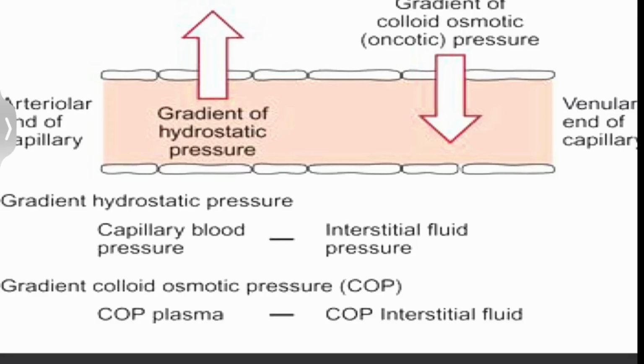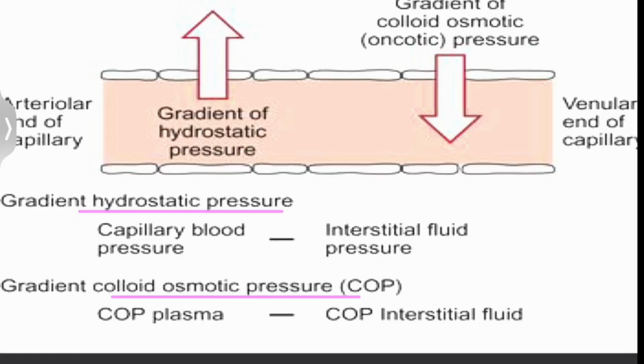So what is the main driving force? The main driving force is Starling's law of fluid balance. There is a gradient of hydrostatic pressure and a gradient of colloid osmotic pressure. These are the two things. The hydrostatic pressure inside the blood vessel will try to push the fluid outside, and the colloid osmotic pressure will try to absorb or maintain the fluid in the compartment.